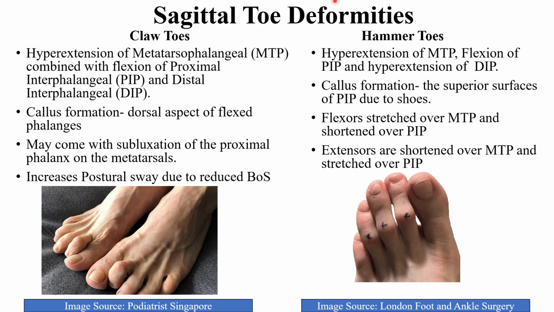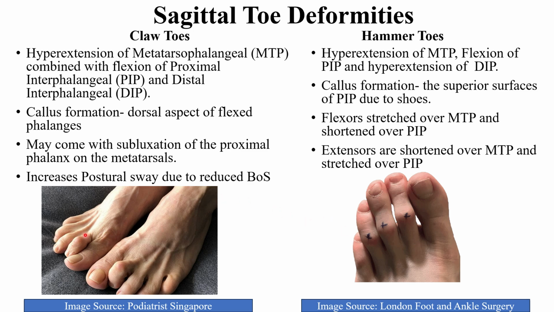In the sagittal plane, there can be foot and toe deformities, most commonly being claw toes and hammer toes. They look very similar, but they are different. In claw toes, there is hyperextension of the MTP, similar to hammer toes, but there is flexion of both the PIP as well as the DIP, making it look like a claw. But in hammer toes, there is only flexion at the PIP, while the DIP goes into hyperextension. That is the basic difference between claw toes and hammer toes.